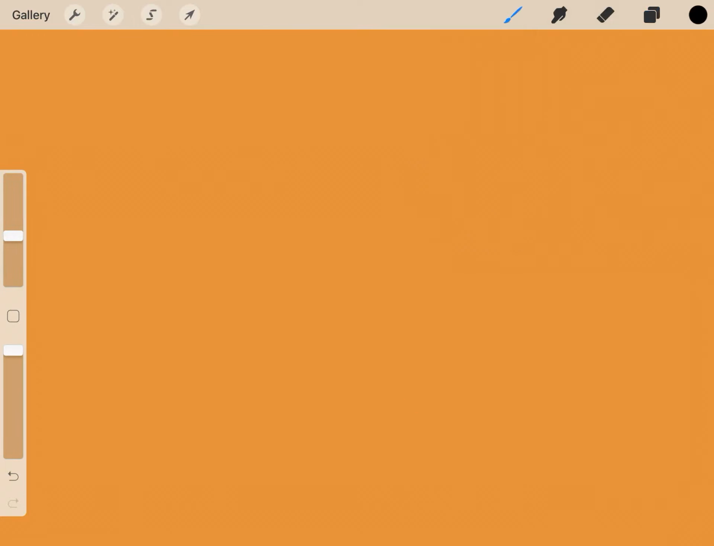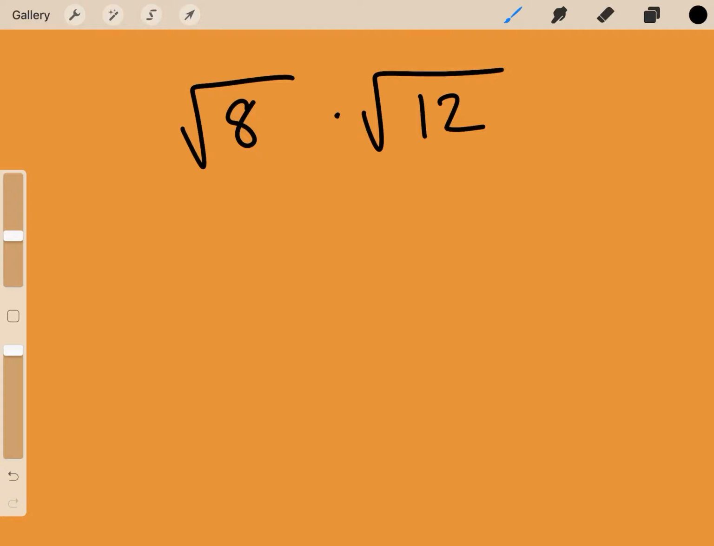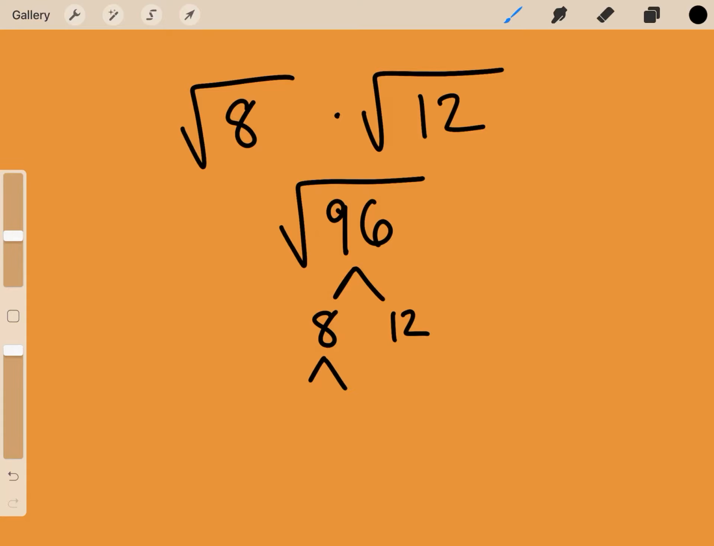All right, so we have the square root of 8 times the square root of, let's go with 12. Now in this situation, neither of these numbers are even simplified, which is kind of tricky, but that's okay. This becomes the square root of 96. 96 can get broken down a couple different ways, but why don't we just break it down into the factors we already know? 8 and 12.